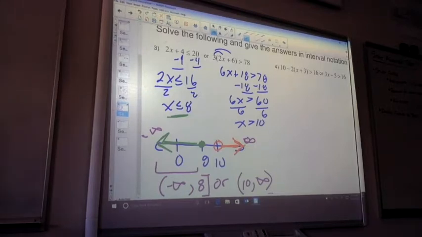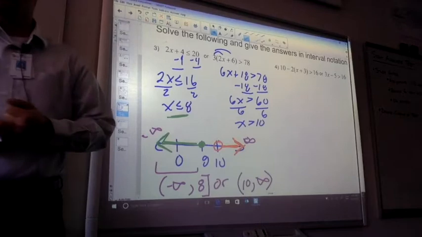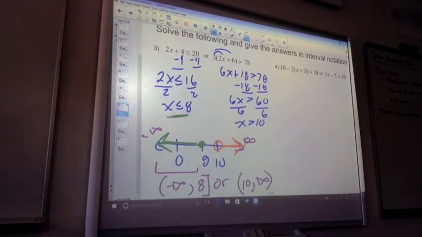So that's how you write this compound inequality in interval notation. Notice it started with the word or, it ends with the word or. If we had and in there, we can put it back together. You can't put a compound inequality back together.